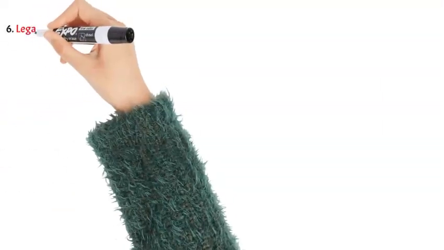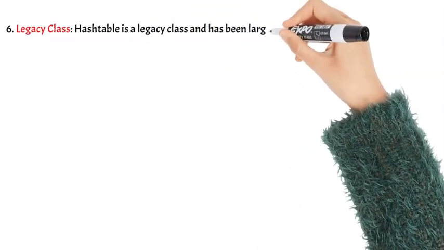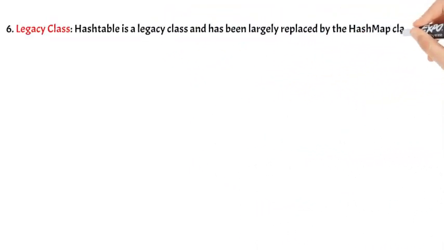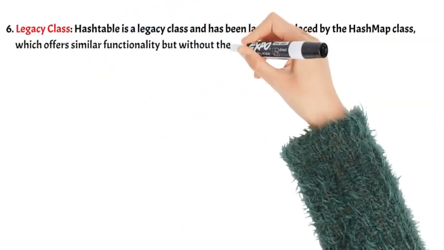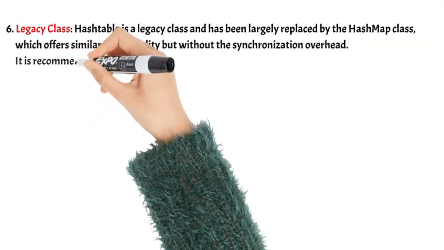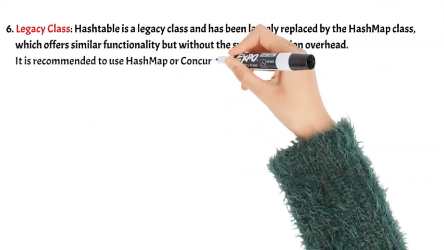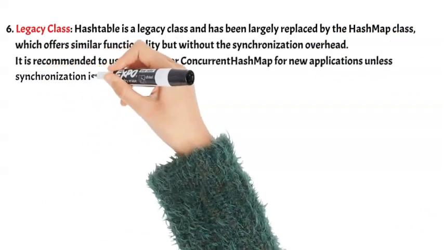6. Legacy class. HashTable is a legacy class and has been largely replaced by the HashMap class, which offers similar functionality but without the synchronization overhead. It is recommended to use HashMap or ConcurrentHashMap for new applications unless synchronization is explicitly required.